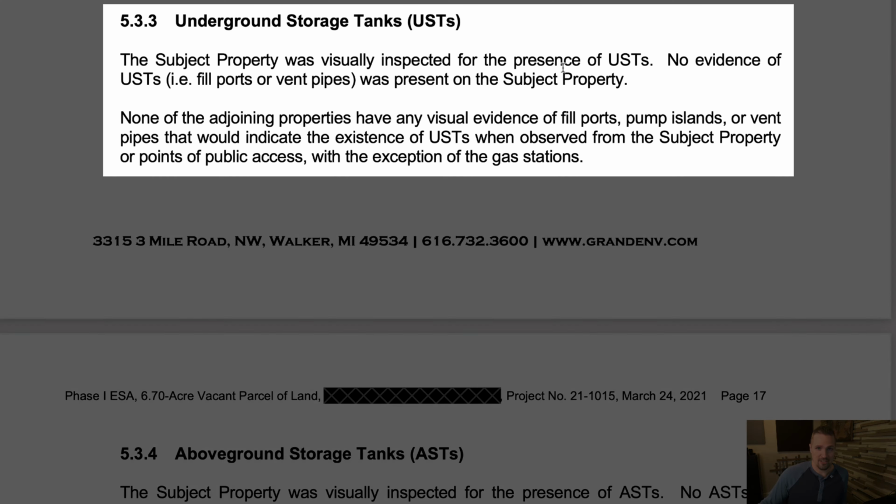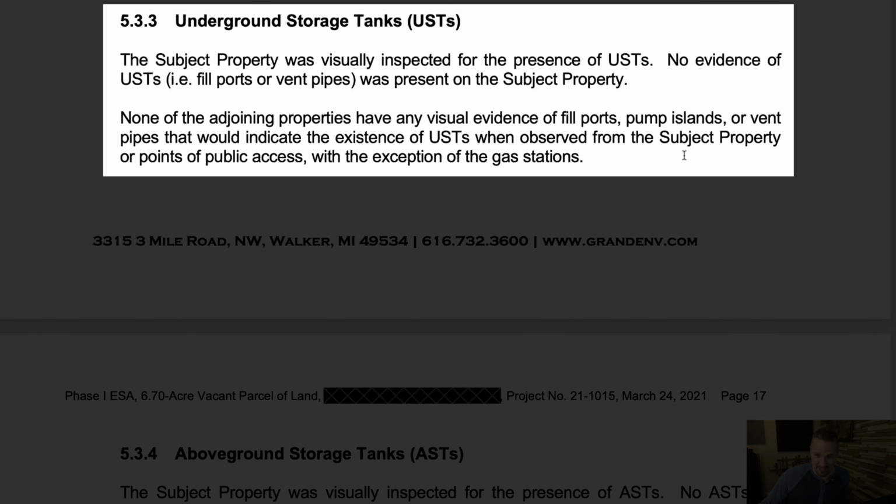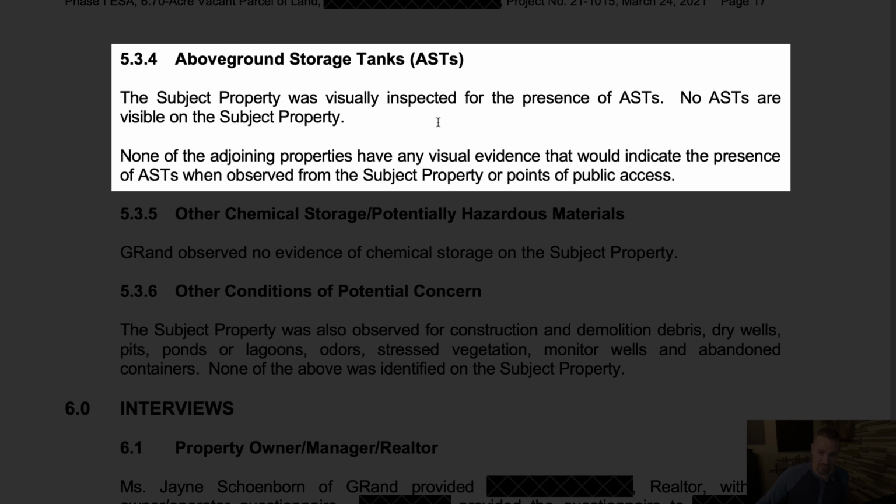And then underground storage tanks. If there was evidence of an underground storage tank, say if there was like a pipe sticking up out of the ground or a drain cover or something like that, that would obviously be a red flag that they would have to look into. No above ground storage tanks were seen.